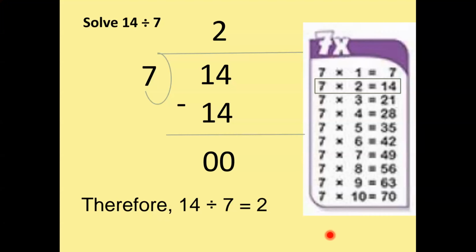7 1 is 7, 7 2 is 14, 7 3 is 21, 7 4 is 28, 7 5 is 35, 7 6 is 42, 7 7 is 49, 7 8 is 56, 7 9 is 63, 7 10 is 70. Very good.